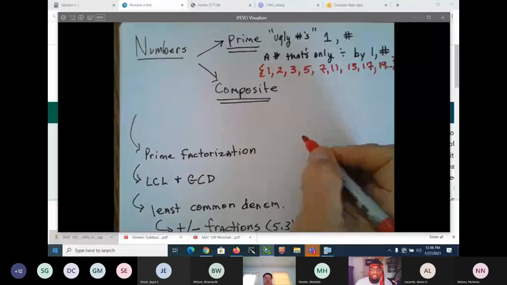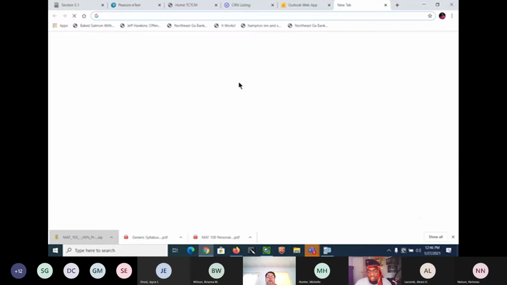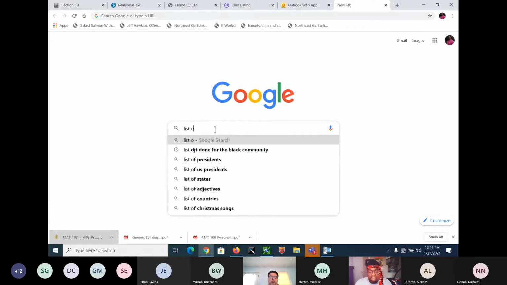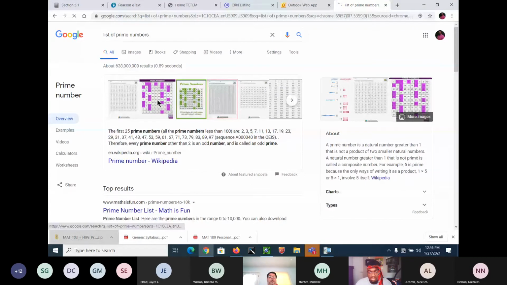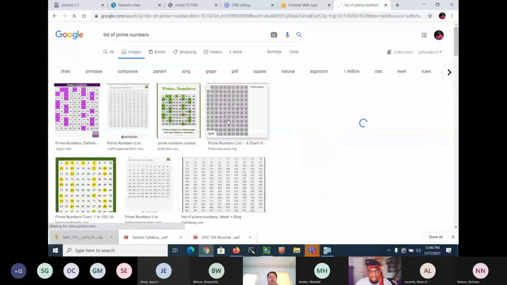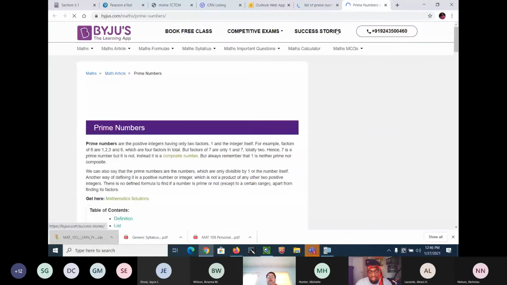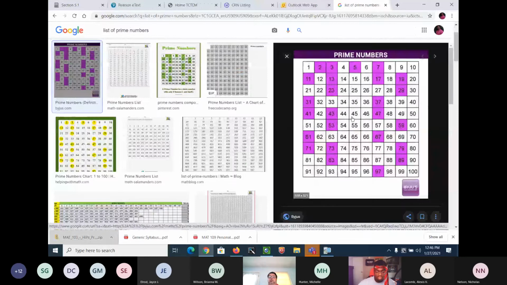Now you could actually, and this is a good thing to do for the 1 or 2 people that will actually do it, go to your Google and type in list of prime numbers. There you go. And you can print that out for the 1 or 2 people that will do this. I'm sorry, I accidentally clicked on it twice. I hate when they do that. And you can print that out, save it, print it out. And there is your purple prime numbers.